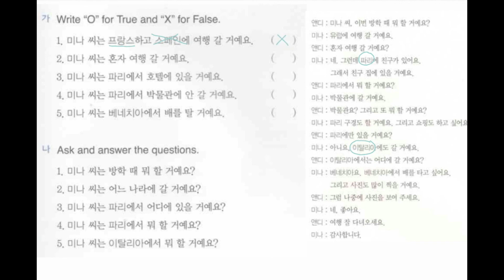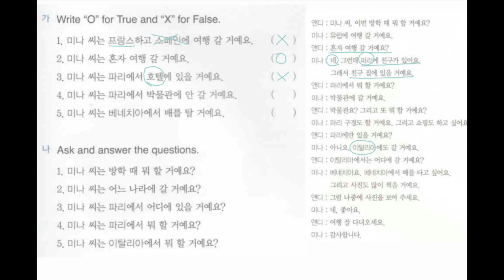So this is false. Number 2. 미나 씨는 혼자 여행 갈 거예요. Is it true? Yes, because Andy asks 혼자 여행 갈 거예요? And 미나 says yes. So this is true. Number 3. 미나 씨는 파리에서 호텔에 있을 거예요. 자, 파리에서 호텔에 있을 거예요. If you see here, 파리에 친구가 있어요. 그래서 친구 집에 있을 거예요. She will stay at her friend's, isn't it? So this is false.